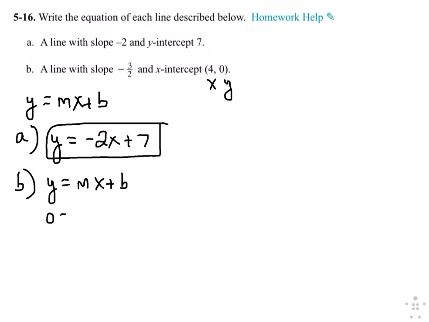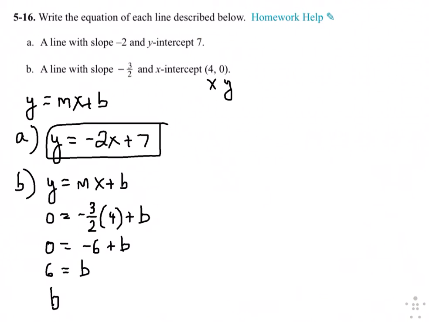Y is 0, m is -3/2, and x is 4 plus b. Okay, so I have 0 equals -3/2 times 4 is -6 plus b. B and 6 look alike, right? So we get 6 equals b. So b equals 6. So now we come back up and we know that the slope is -3/2.